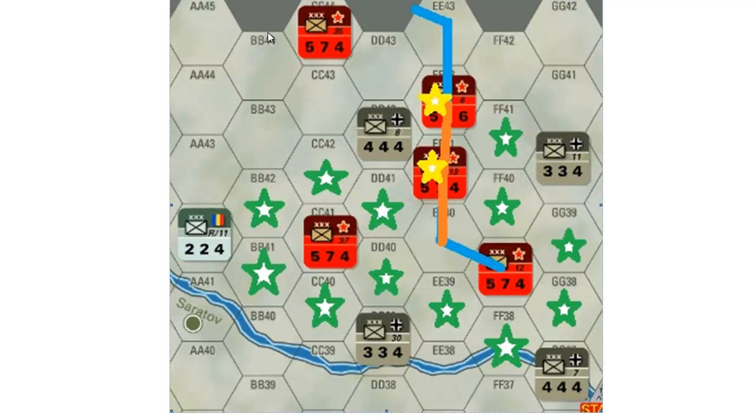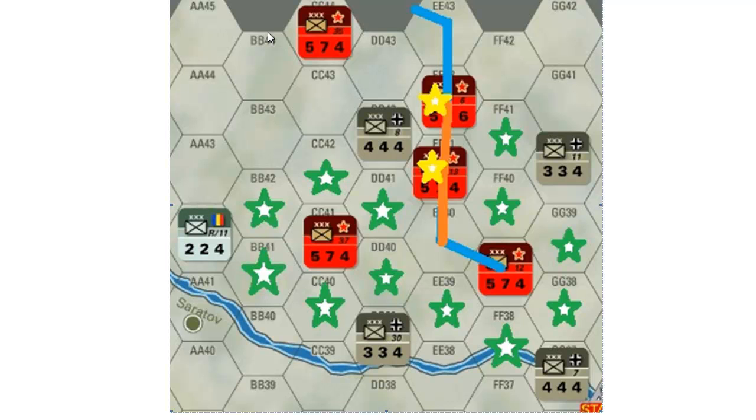In order to be in supply, a unit must be able to trace a path from itself to one of its supply points. The path cannot go off the edge of the board. It cannot go through unfrozen lakes or ocean. It cannot go through enemy zones of control. It cannot go through enemy units. It cannot go through neutral Turkey. The rules actually say it can't. The supply line can't go through Sweden, but it's not clear how a supply line could reach Sweden, so I've never worried about that one.